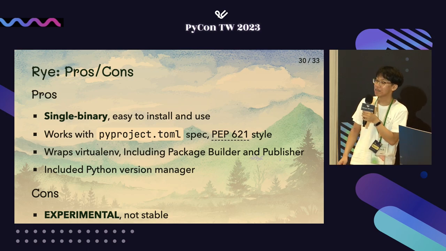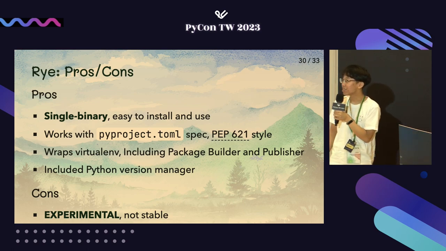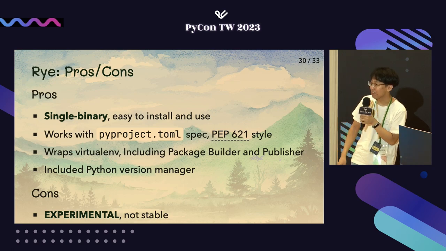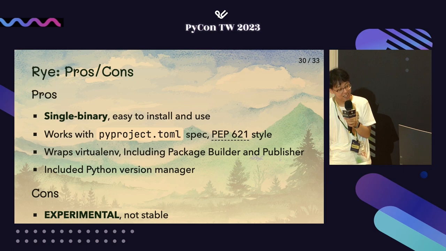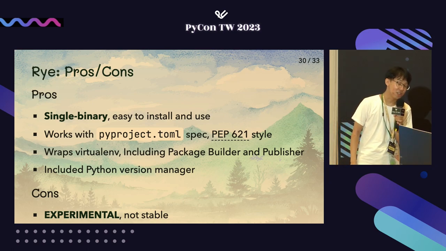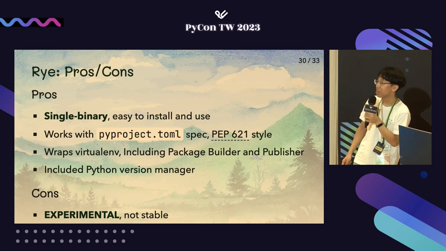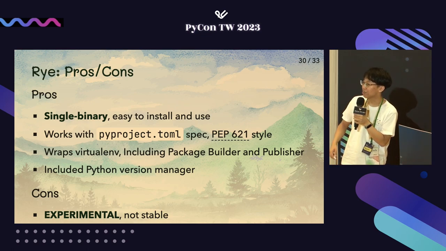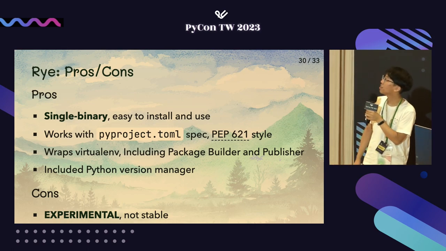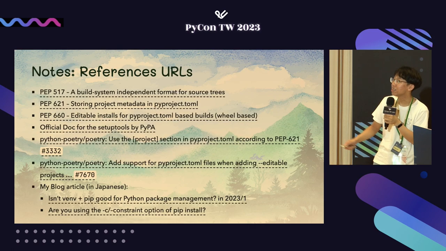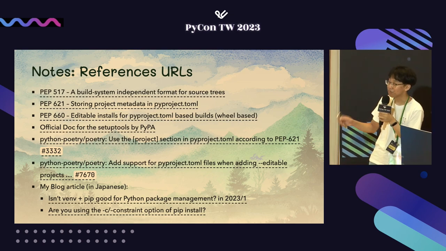One negative point is that it is experimental, not stable. So it is too early, maybe, to use in production, especially to work with coworkers or on large projects. Okay, these are the reference URLs. You can see them later.